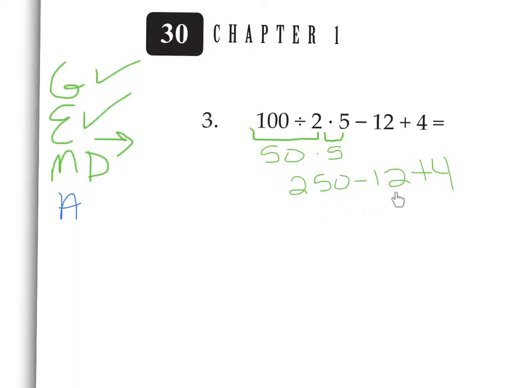So that's what this is. We have 250 minus 12 plus 4. You can do these left to right, might be easier, or you can recognize this is the only negative guy. These two guys are positive. It doesn't really matter. You come out with the same thing. 250 minus 12 is 238, plus 4 is 242.